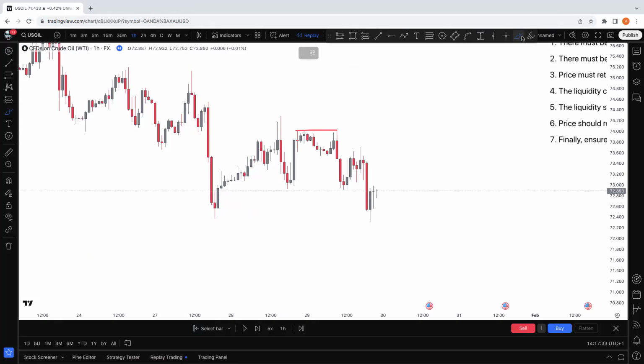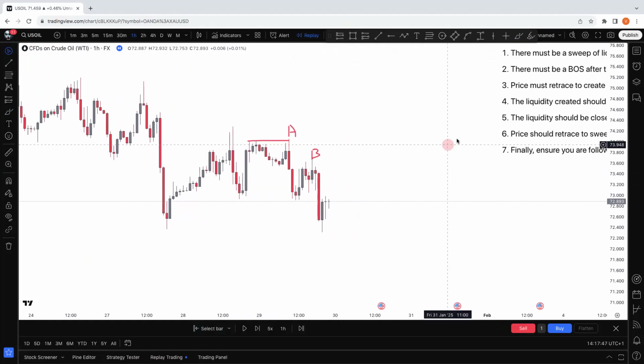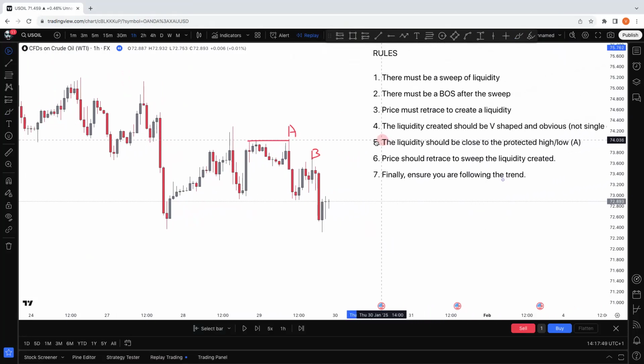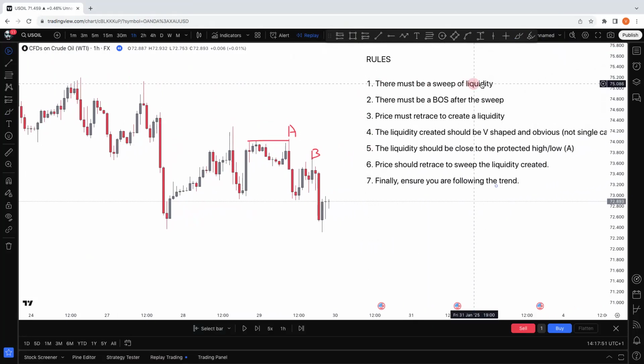And what's the second criteria? That we are going to have our B close to our A, to shield our A. So there goes our B. So this is our A and this is our B, right? And then let's look at the rules. The number one rule says there must be sweep of liquidity, yes, to have our A. Now we have the sweep of liquidity already.